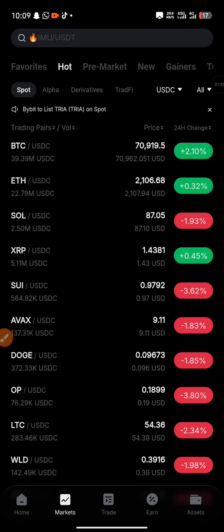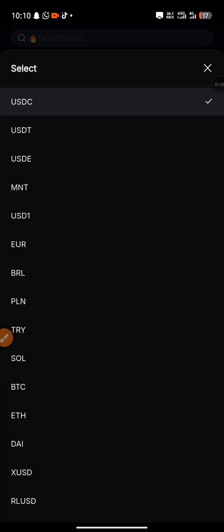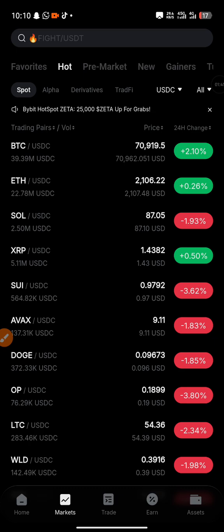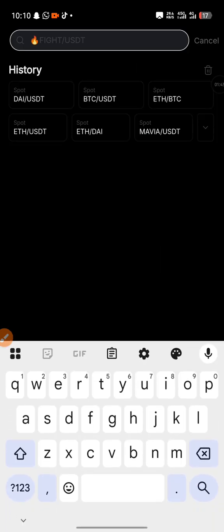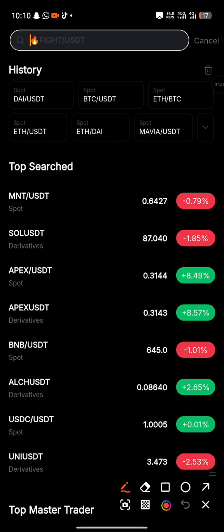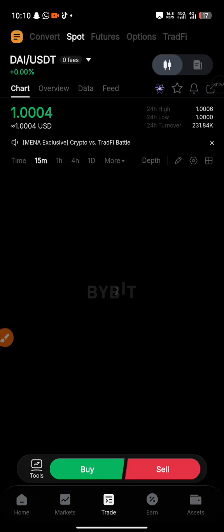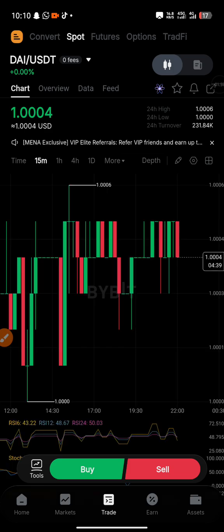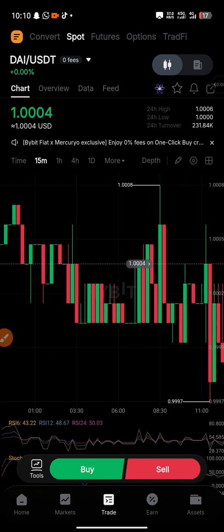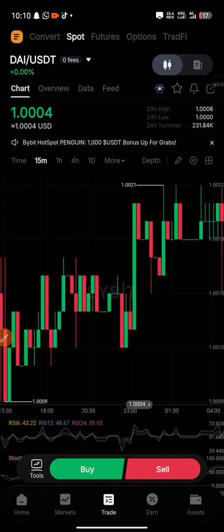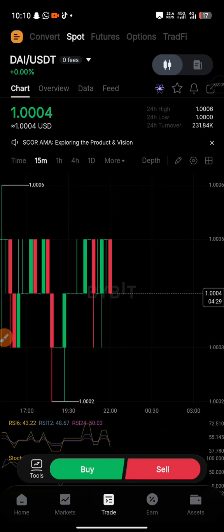Okay, so which coin are we going to look at? We're going to look at a particular coin called DAI. Let's look for DAI. You can see it here because I often search for it, DAI against USDT. You can trade your USDT against DAI, or you convert from USDT to DAI. You can see the candle of the DAI, the previous movement and also the current movement.